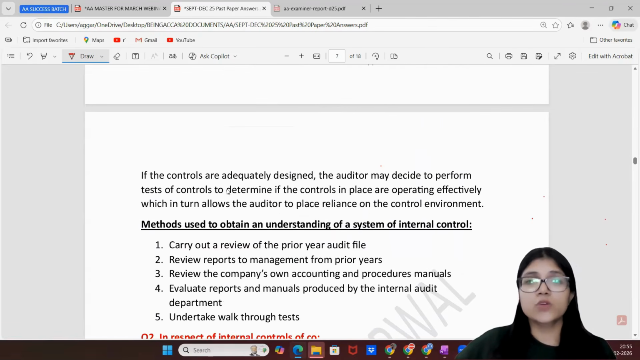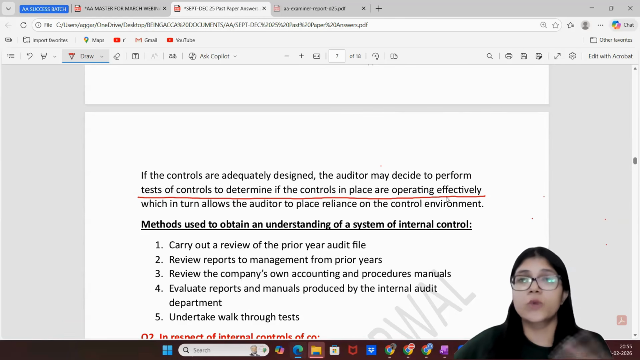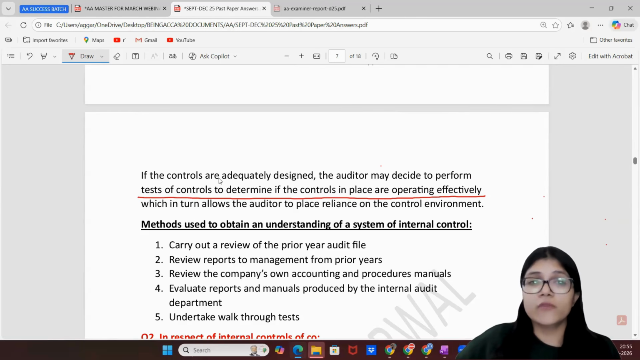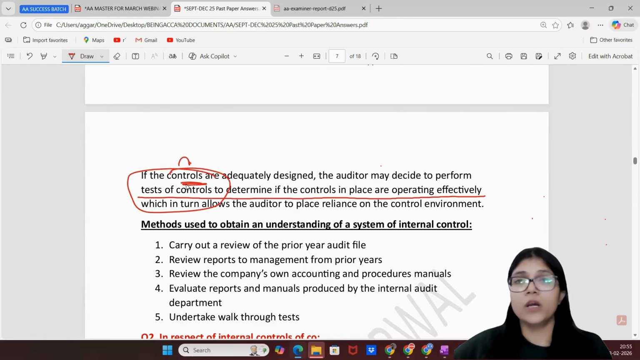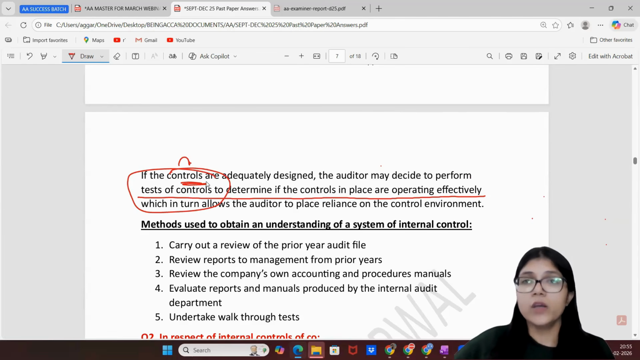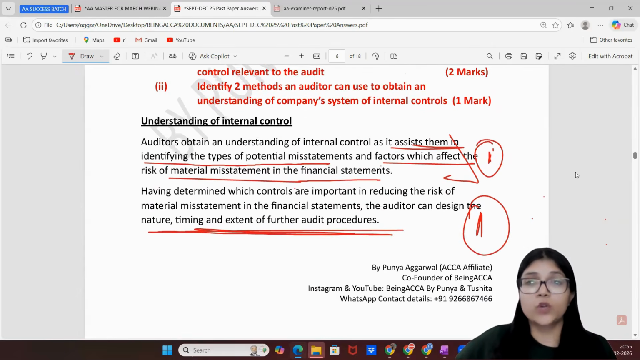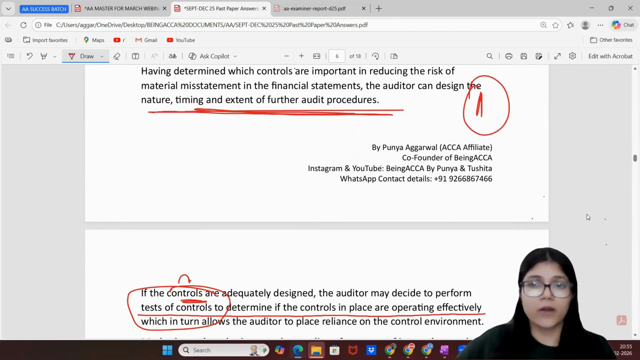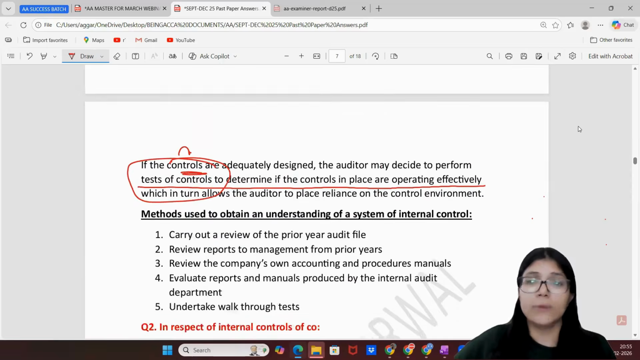Third one, if the controls are adequately designed, the auditor may decide to perform tests of controls to determine if the controls are in place effectively. Again, it is something the auditor is going to do via tests of controls, to check if the controls are working fine or not, to check their effectiveness and efficiency, right? So that is again the task of the auditor. You can write any 2 of these 3 points. You do not have to write all 3.